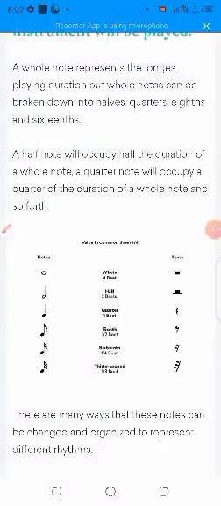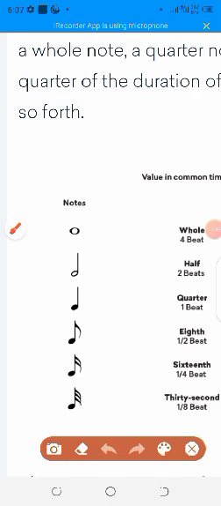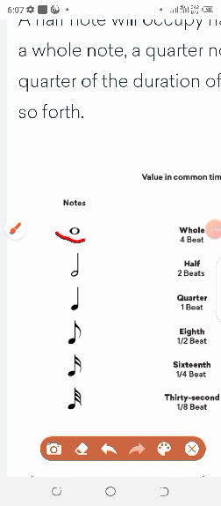And here we can see this. You still remember this note? You know your semibreve, which is the whole note, your minim, which is the half note, your crotchet, which is the quarter note, your quaver, which is the eighth note, semiquaver, which is the 16th note, demisemiquaver, which is the 32nd note. So all these notes, you need to understand them and look at it.